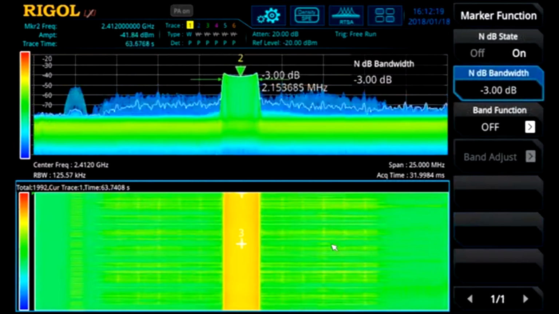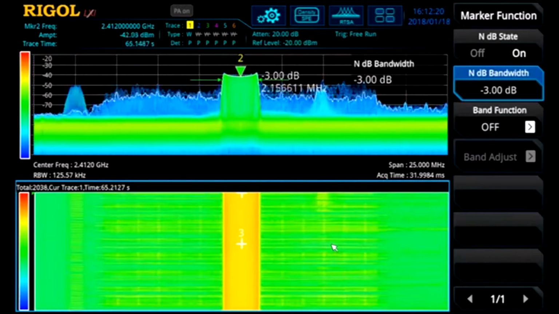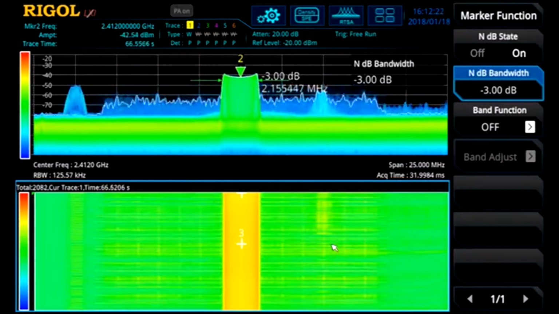We are also able to calculate the third dB point of a signal by using the NDB bandwidth function built into the marker menu.